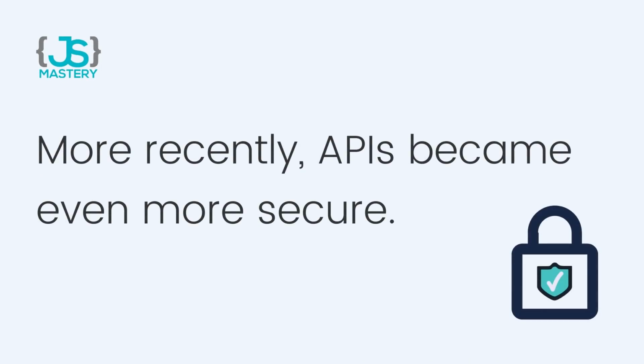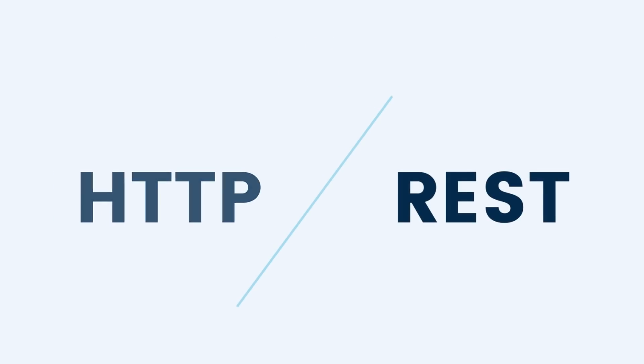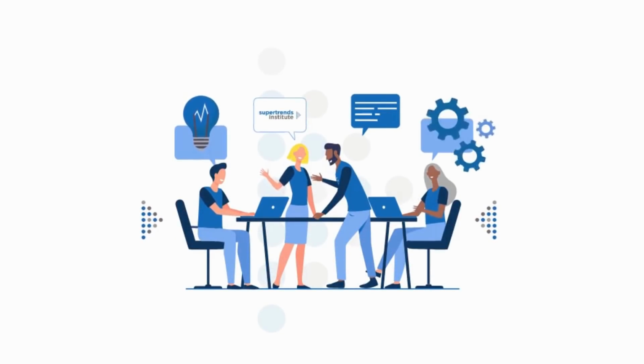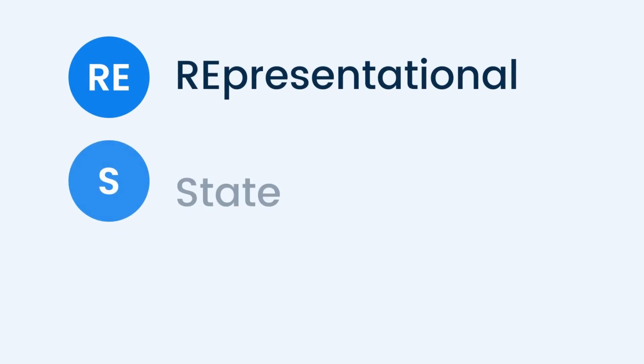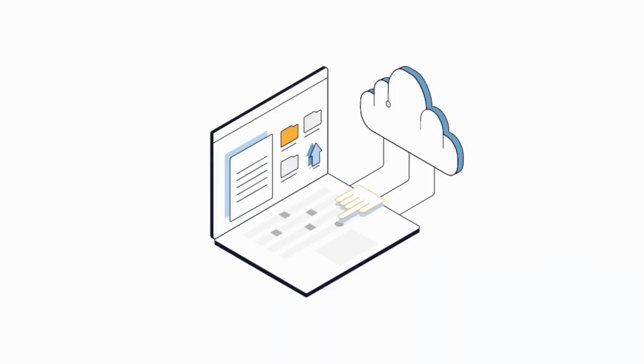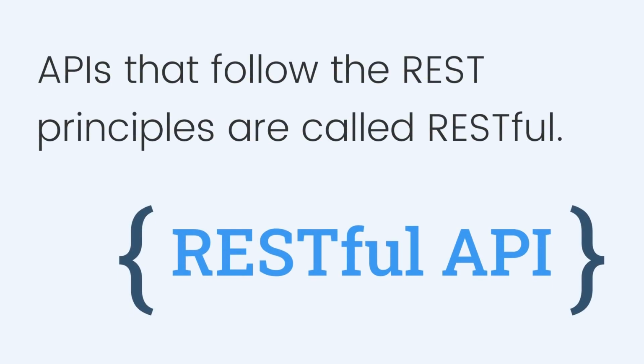More recently, APIs became even more secure. Right now, most of the APIs are adhering to standards, typically HTTP and REST standards, that are developer-friendly, easily accessible, and are understood broadly. Of course, since everything is much more standardized, it means that it is that much more secure. REST, or Representational State Transfer, is a standard that web applications use to simplify the communication with each other. APIs that follow the REST principles are called RESTful APIs.